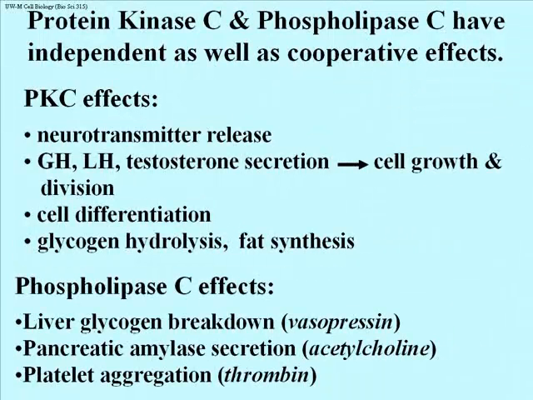Phospholipase effects include the stimulation of the release of hormones that enhance liver glycogen breakdown, and the secretion of amylase by the pancreas to help digest intestinal carbohydrates. Phospholipase C also stimulates liver production of some blood clotting factors, like thrombin shown here.